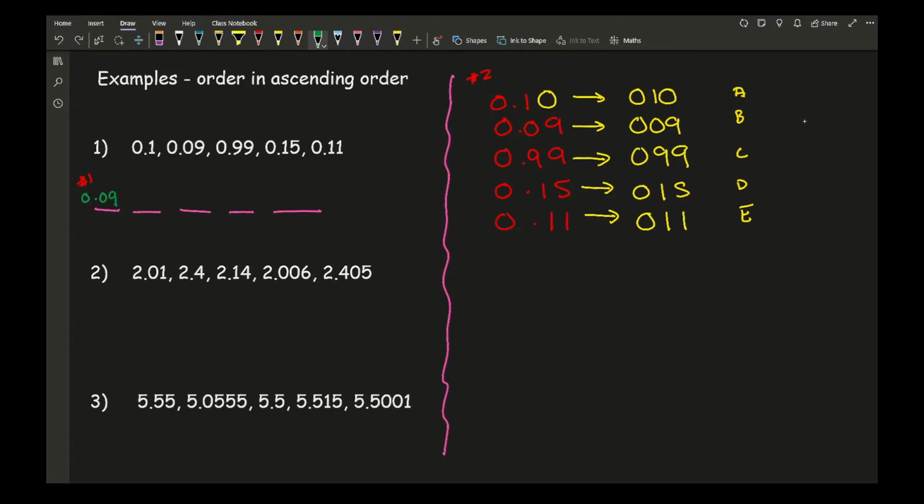And what I'm then going to do is put a line through that so it's not getting confused with any other number. And also it tells me I've already chosen that one. Now out of the remaining 4 numbers I've got 10, 99, 15 and 11. So the next smallest is the top one, which is 0.1.